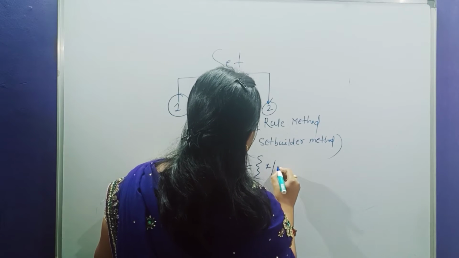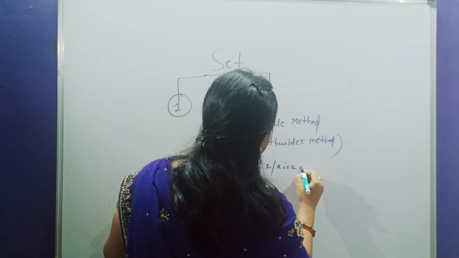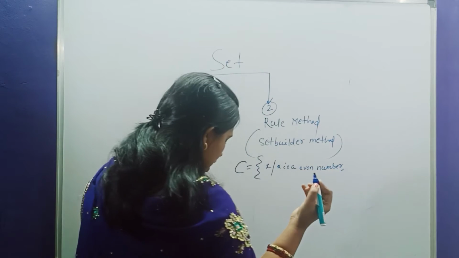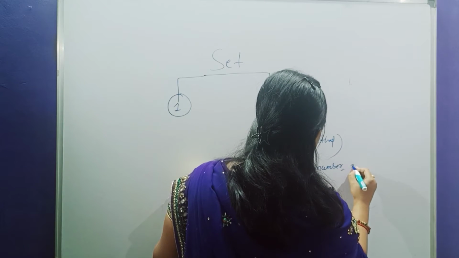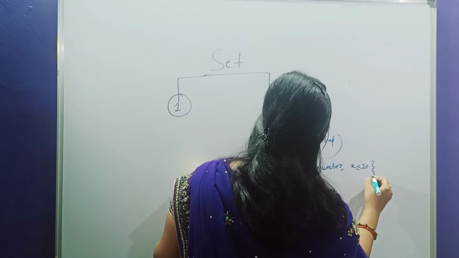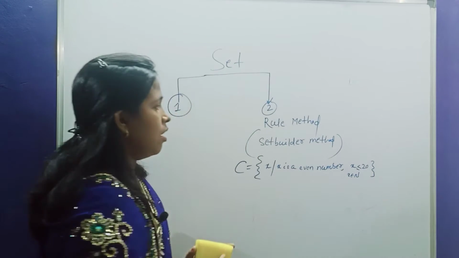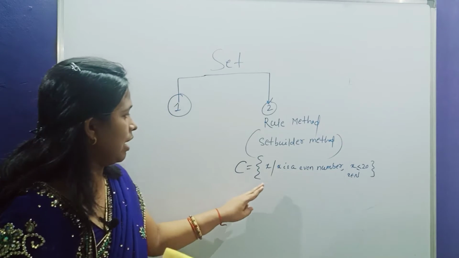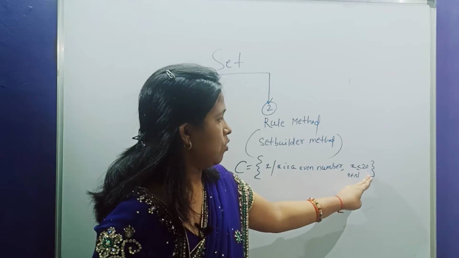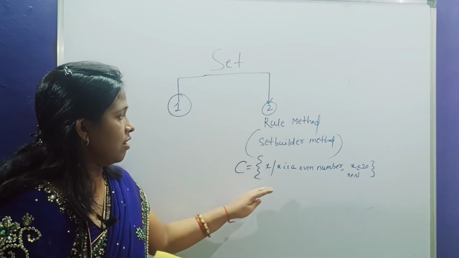x such that x is an even number, x less than equal to 20, and your x belongs to the set of natural numbers. Then here, what is x? What is this sign? What is x less than equal to 20, and what is x is an even number? I want to just discuss this.